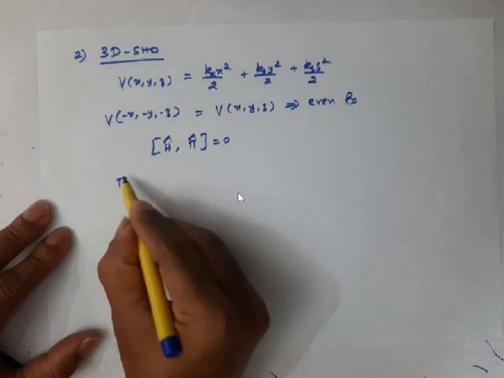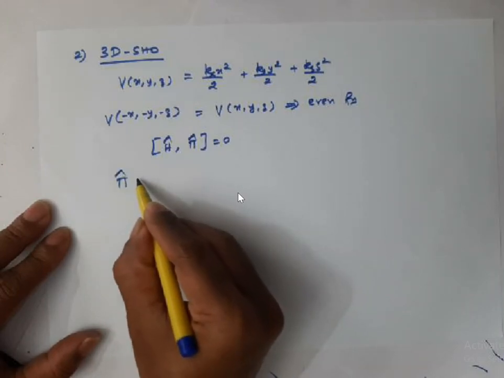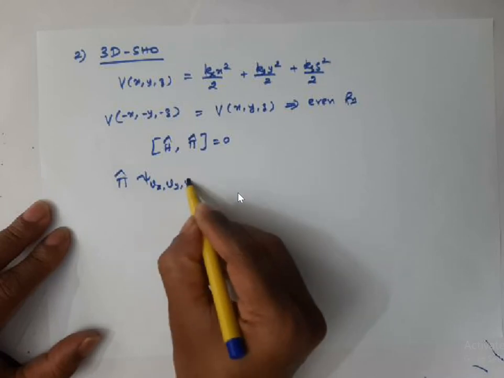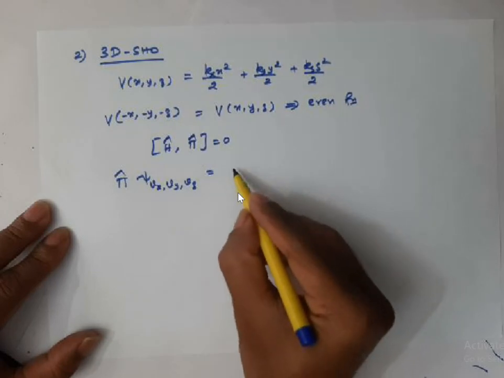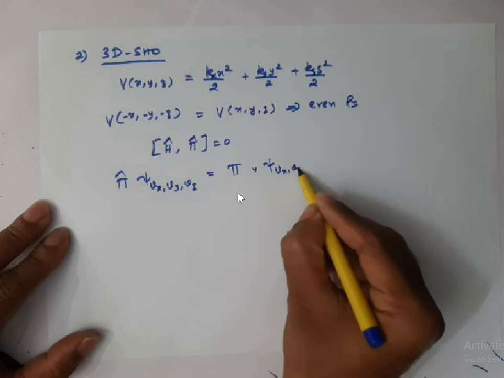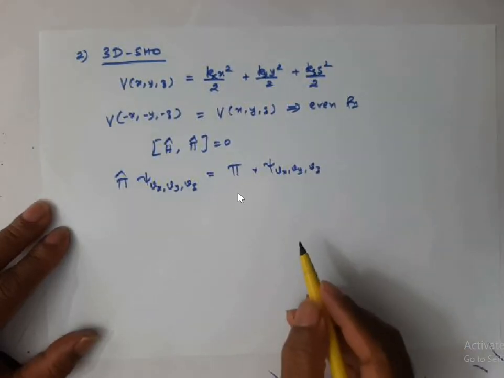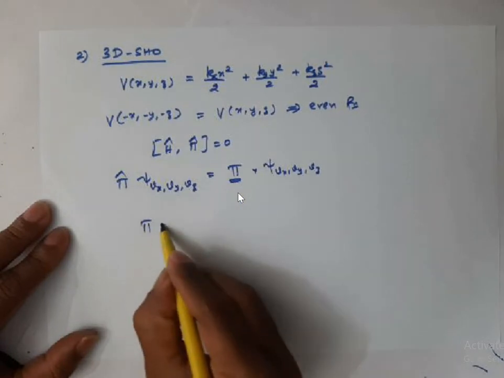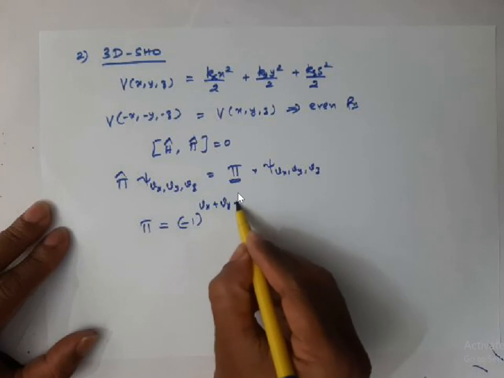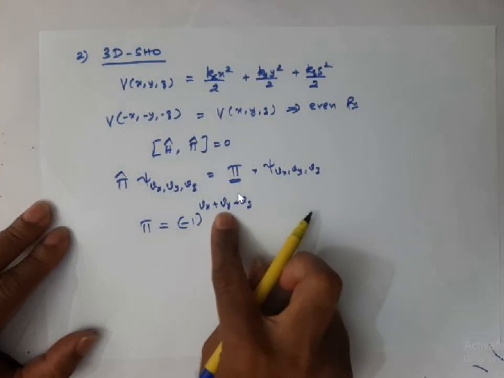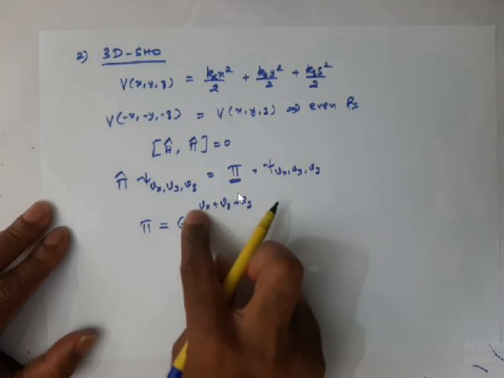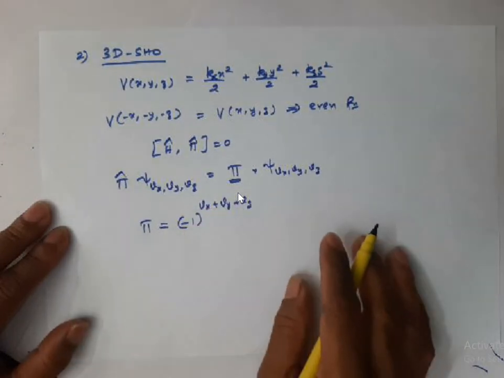And here, when you apply the parity operator on the vibrational state, which depends on the quantum numbers Vx, Vy, and Vz, it will give you an eigenvalue pi times the same function psi Vx, Vy, Vz. And what is the eigenvalue? The eigenvalue in this case is (-1)^(Vx+Vy+Vz). So we have to add the quantum numbers that fix the vibrational state, and put that value in the power of minus 1. That gives you the eigenvalue.